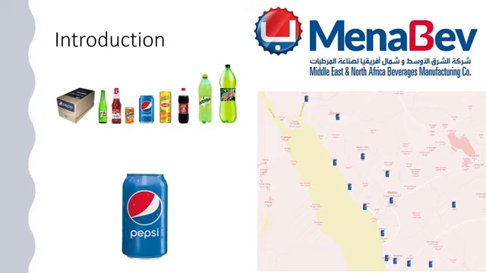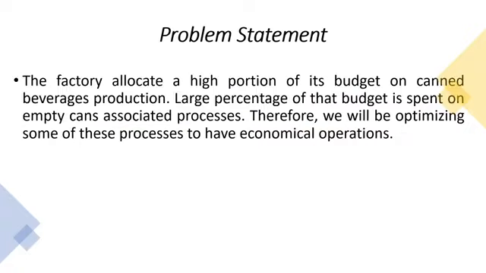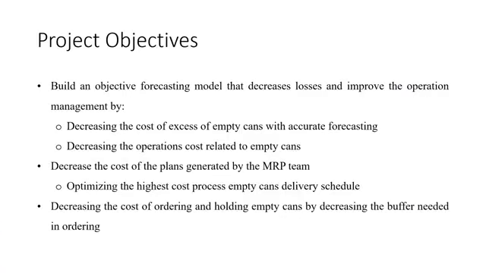The PepsiCo products come in different packaging such as PET, glass and can, and canned beverage takes the highest proportion of sales and production. Therefore, the factory allocates a high proportion of its budget to canned beverage production. A large percentage of that budget is spent on empty can associated processes. Therefore, we'll be optimizing some of these processes to have economical operations.